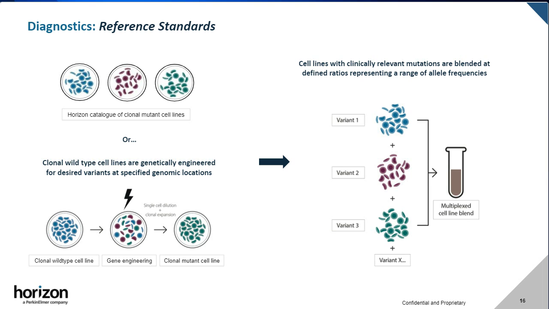specifically to their needs. Our products themselves, whether off-the-shelf or made-to-order, are generated by blending cell lines containing clinically relevant mutations at defined ratios and representing a range of allele frequencies. Allele frequencies generally range from as low as 0.1% to as high as over 90%, and this is all depending on the requirements of customers.